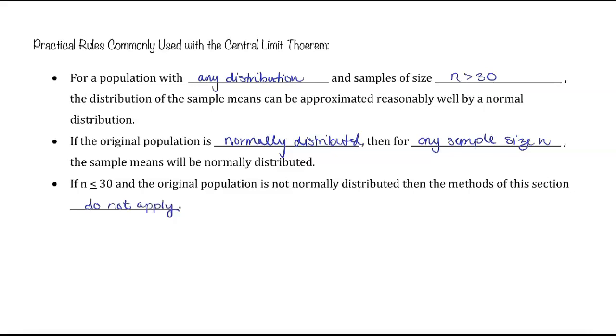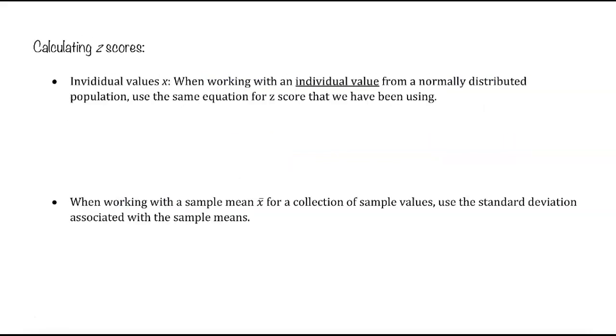In other words, we need our sample sizes to be large enough, or we need our original population to be normally distributed. If we don't have either one of those, then we cannot use these ideas that go along with the central limit theorem. When we are working with individual x values, we calculate the z-score by using the equation that z is equal to x minus the mean divided by the standard deviation. When we are working with a collection of sample means, we need to make sure that we use the appropriate mean and the appropriate standard deviation when we calculate our z-scores.